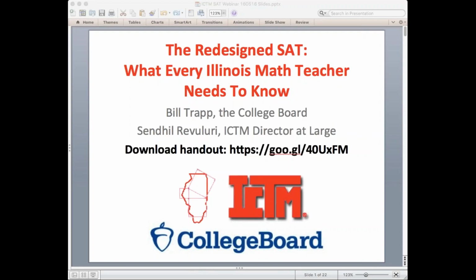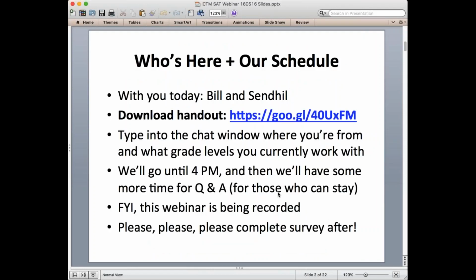Before we move on to Bill sharing his knowledge with us, I just wanted to share a little general context here. As I mentioned, I'm Sendhil Revuluri. I'm Director at Large of ICTM, and Bill Trapp is who we're mainly going to be hearing from. He's the Executive Director of Mathematics and Science Assessment at the College Board. If I got that title wrong, he will correct me in a moment.